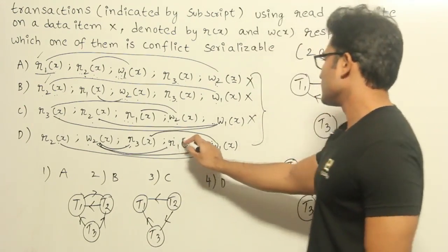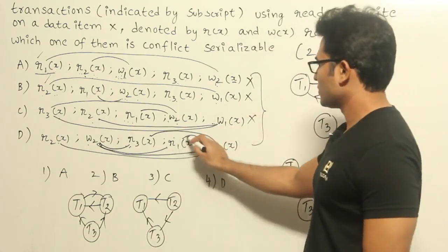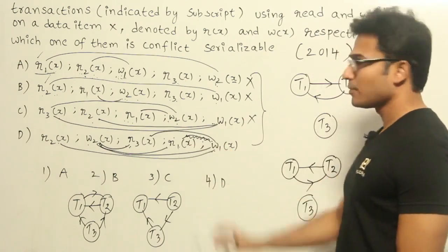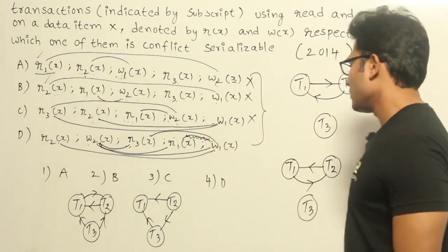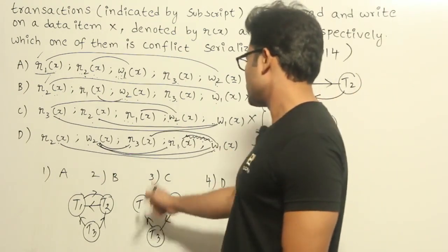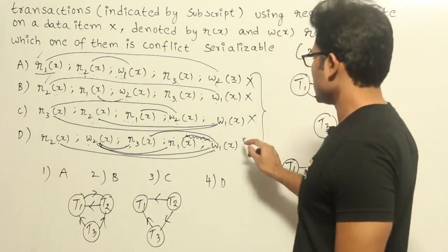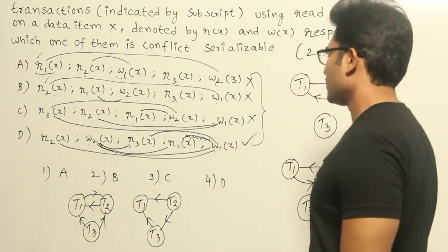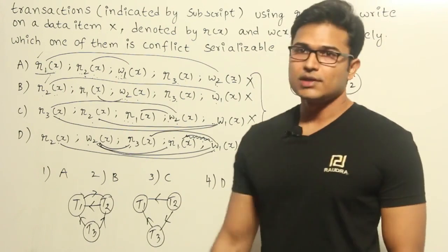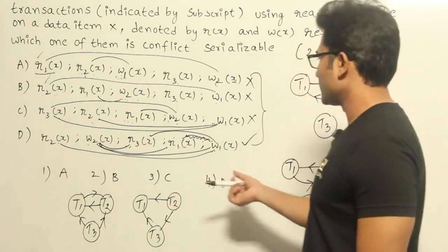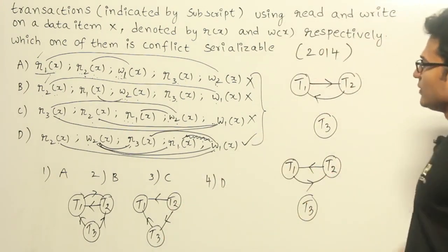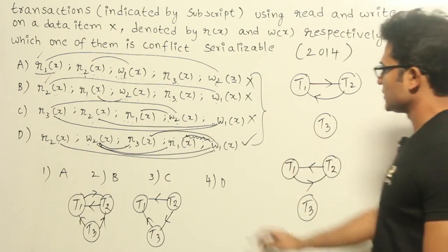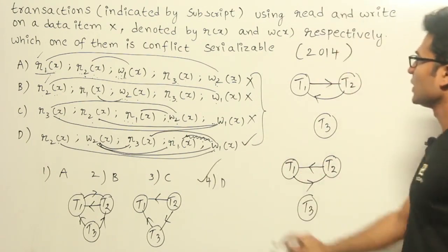And then again this is not a conflict, because both of them are from the same transaction. Got it? So now if you observe it, there is no cycle here, right? And so this is conflict serializable, right? You can also find out what is the serial schedule it is equivalent to. Okay, anyway answer is D, which means fourth option. Got it? Okay.